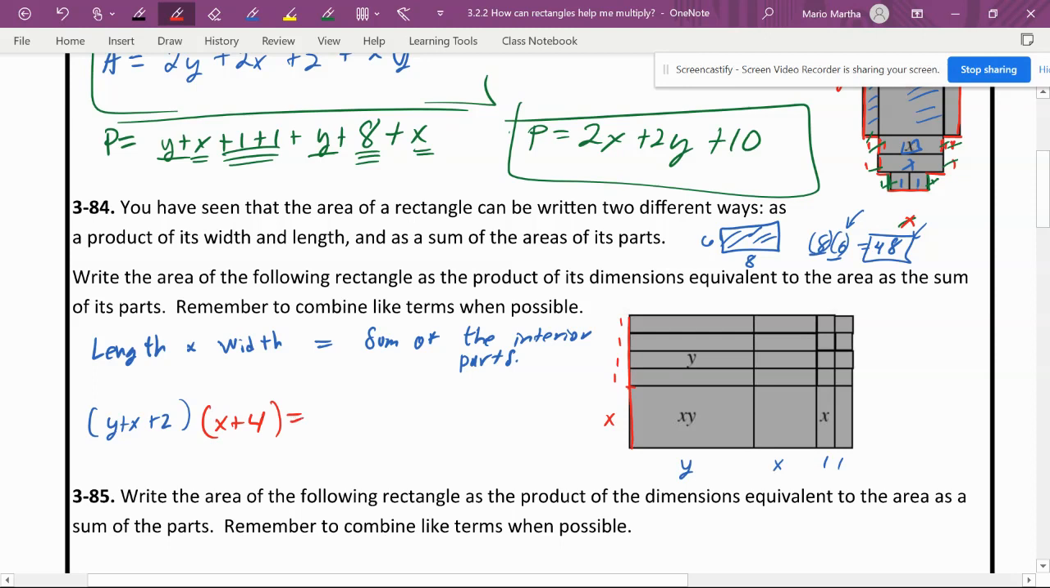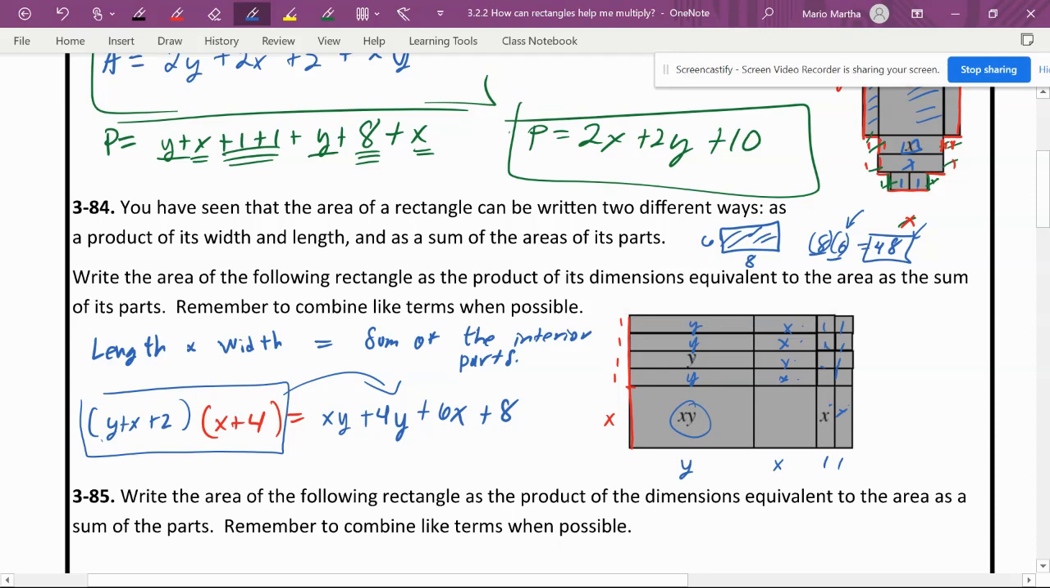And now we're going to add up all the interior parts. So let's start off with just one xy. And then we have 1, 2, 3, 4 y's, and then these over here are all x's. So plus 4y. And then these would be 1, 2, 3, 4, 5, 6 x's. And then we have a total of 8 unit tiles, so plus 8. So that's pretty much both the length times the width. So if we multiply this, it should always give us the sum of the interior parts.